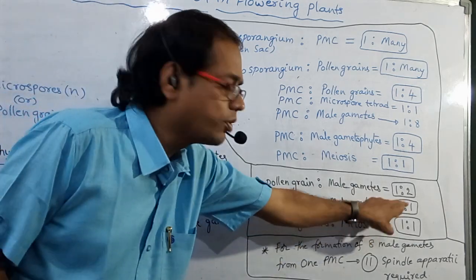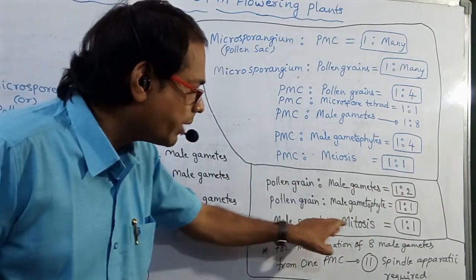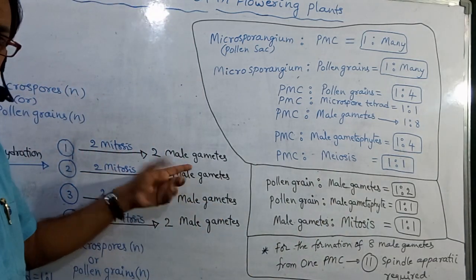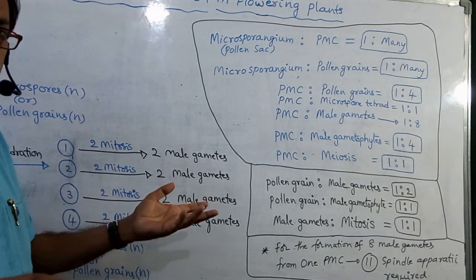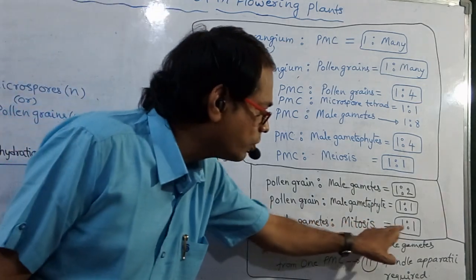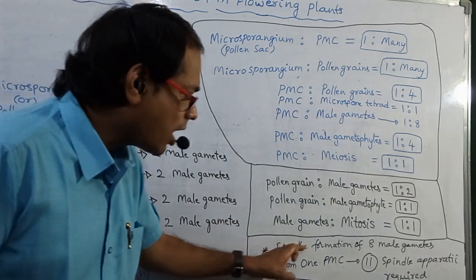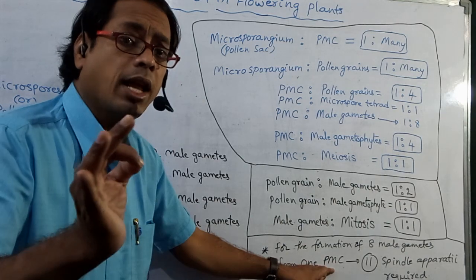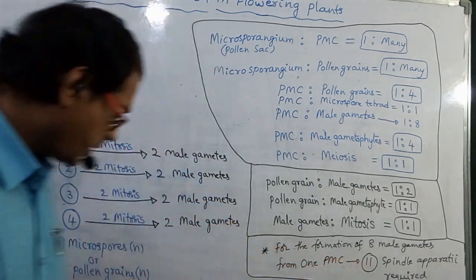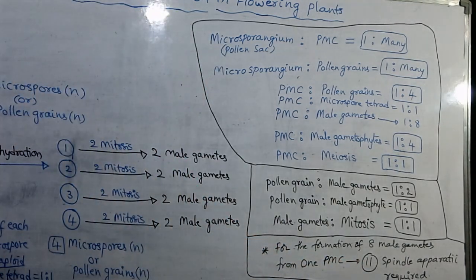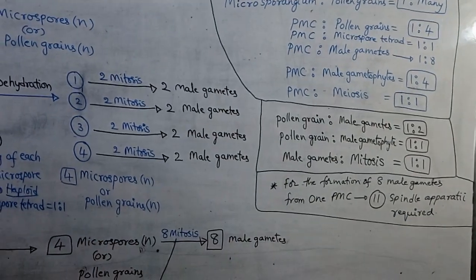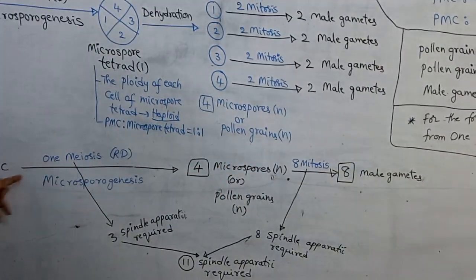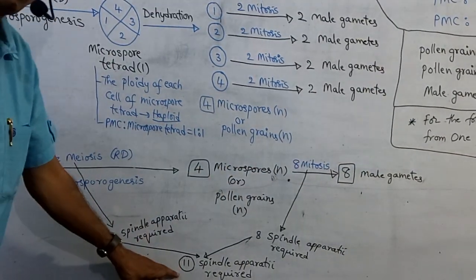Male gametes is to mitosis. See, 2 mitosis, 2 male gametes. Ratio 2:2, that is equal to 1:1. So 1:1. For the formation of 8 male gametes from 1 PMC, number of spindle apparatus required is 11. 11 means how? See, look at this flow chart. For the formation of 8 male gametes from PMC, number of spindle apparatus required is 11.